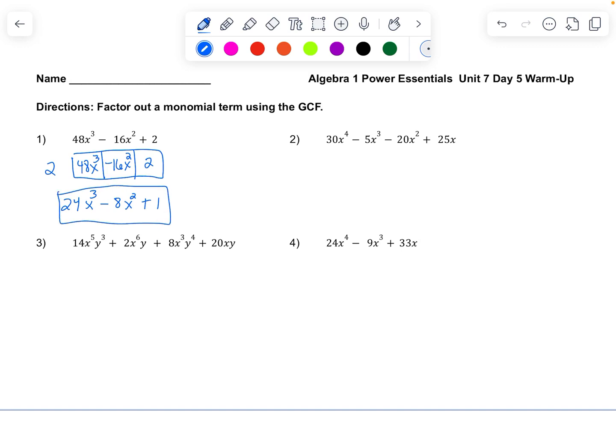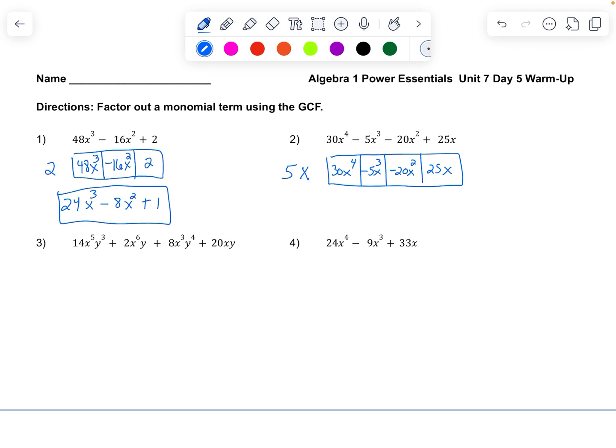All right, number 2. Greatest common factor of 35, 20, and 25 is 5. So this one, we're going to need 4 sections to put our terms in. And our greatest common factor of those 4 numbers is 5. And then if I ask myself, how many x's do all 4 boxes have at least? The first box has 4, then 3, and then 2, and then 1. So they all have at least 1 that we can factor out, 1x.